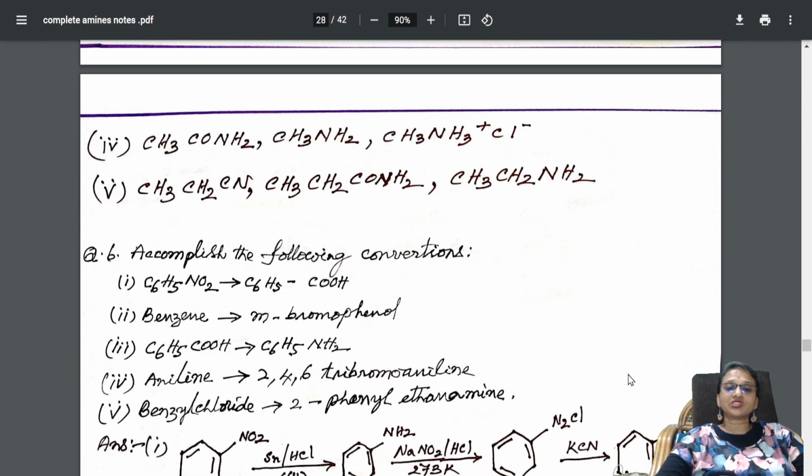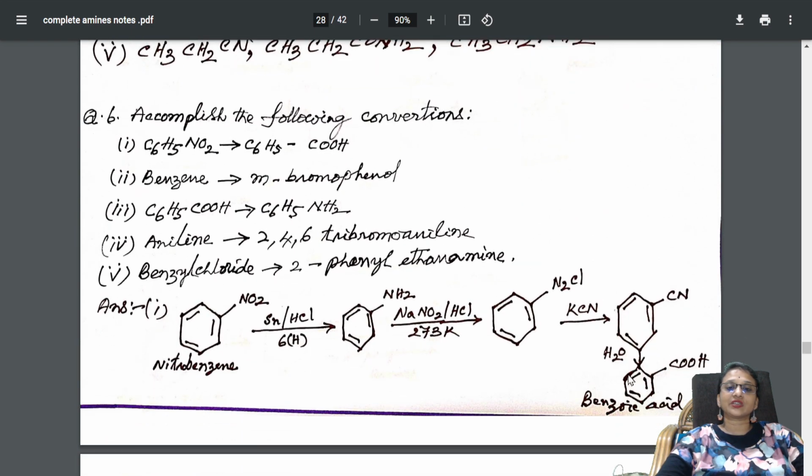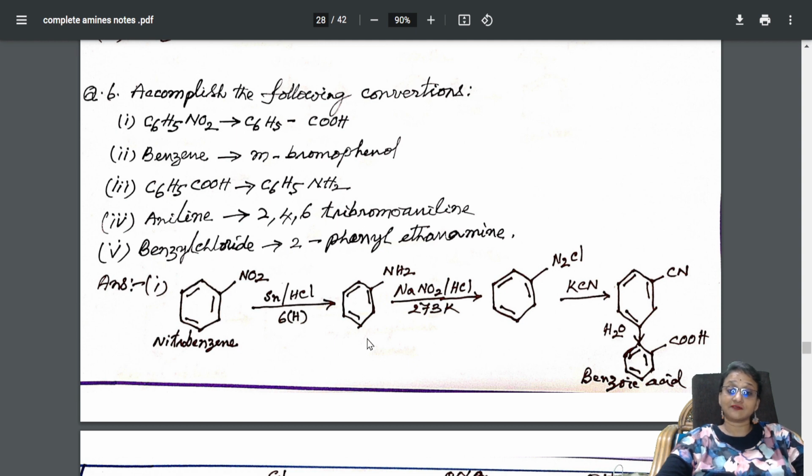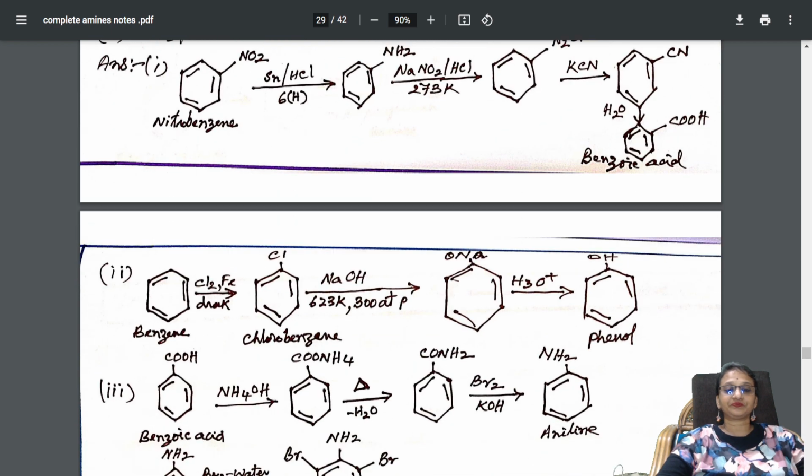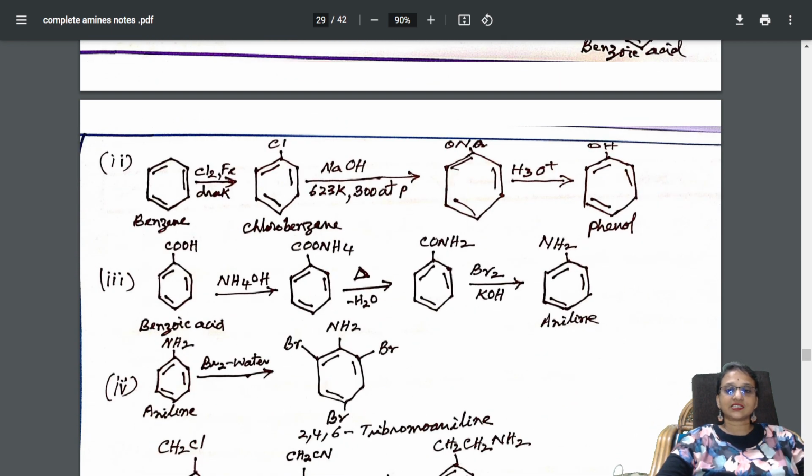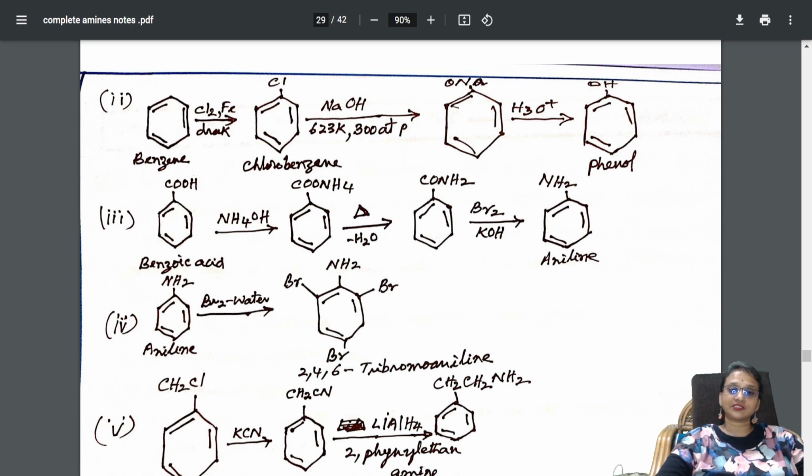Gradually accomplish the following conversions. Now observe carefully, students. Conversion: nitrobenzene to benzoic acid. First I will do reduction, so nitro to aniline is reduction. After that, I do diazotization with NaNO2 and HCl. I'll be getting the diazonium chloride. Once you get chlorine, which is a leaving group, you can take the nucleophile and substitute it with CN. You do hydrolysis, you'll be getting benzoic acid. Done. Next come your further conversions.